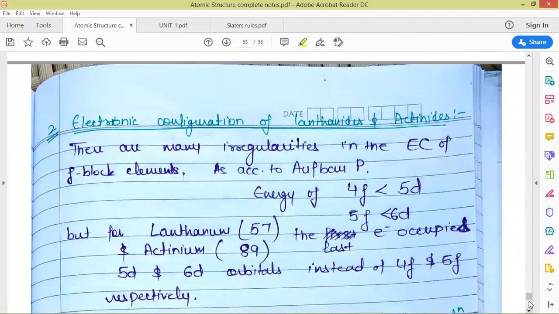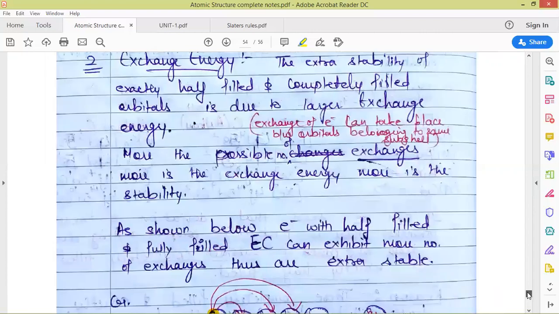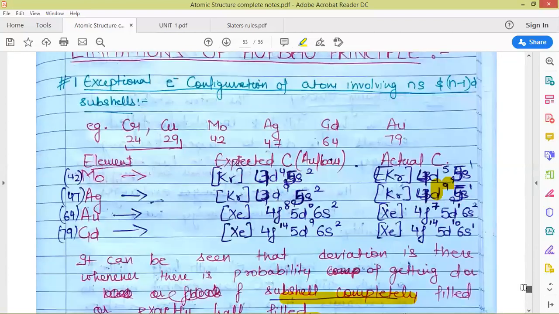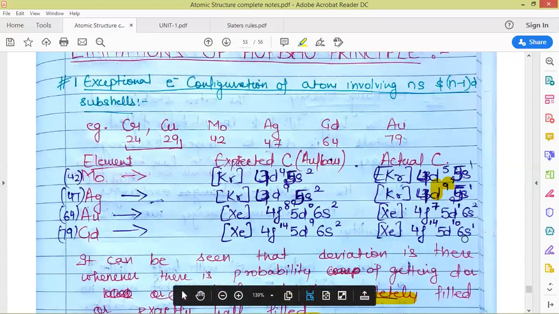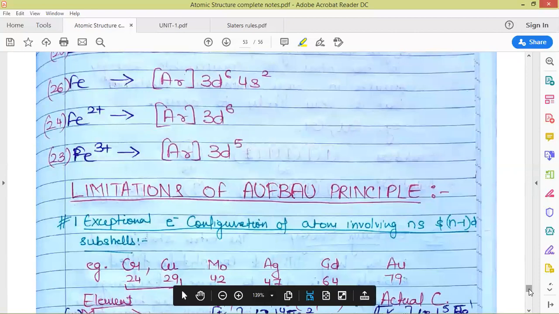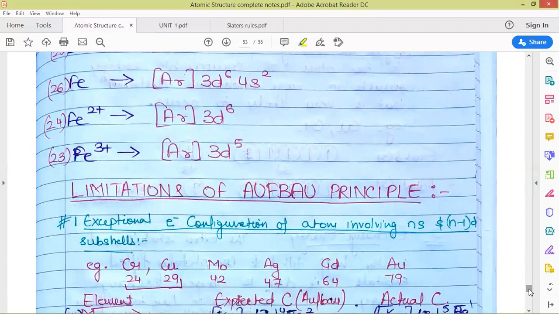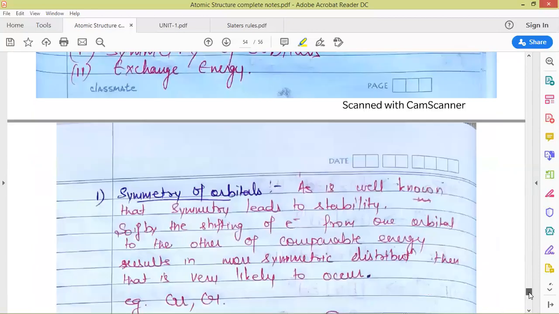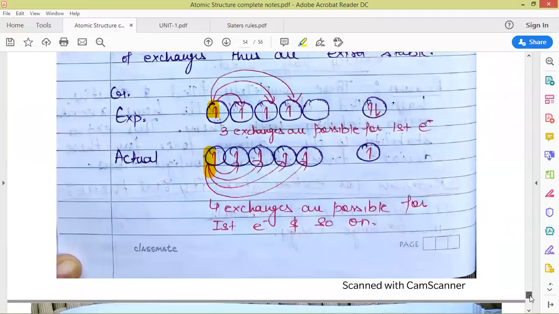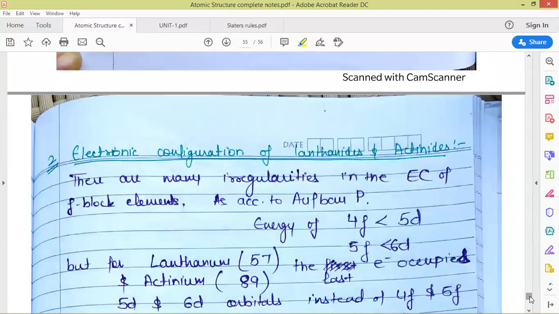Next, we were discussing the limitations of Aufbau's principle. In between, we have explained the reason for these exceptional electronic configurations. So the first limitation was we discussed about the ns and n-1d subshells, that why electrons occupy ns subshell prior to nd subshell, n-1d subshell.